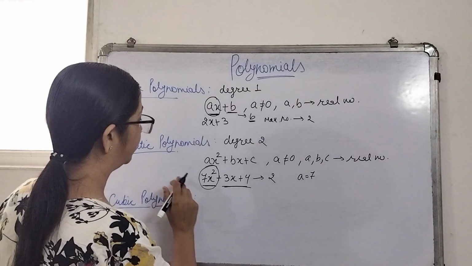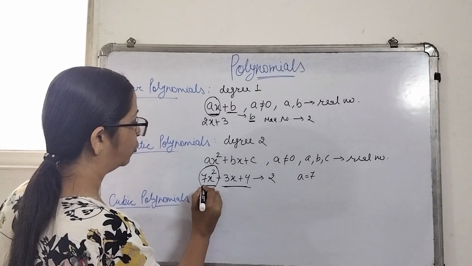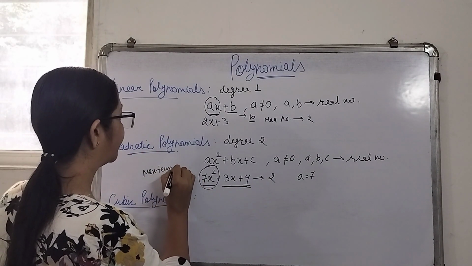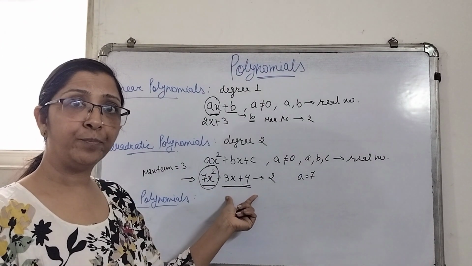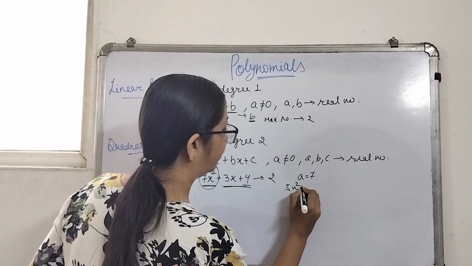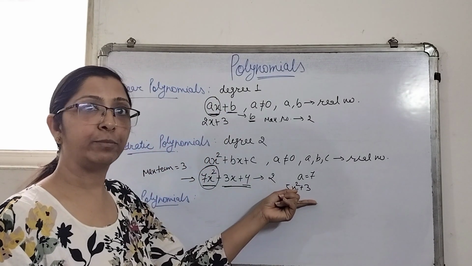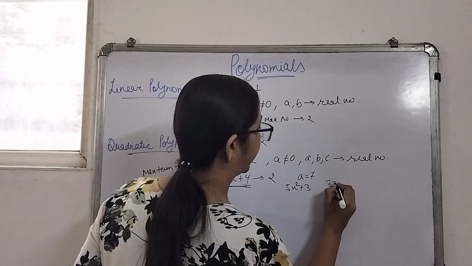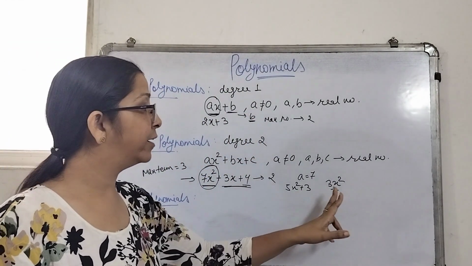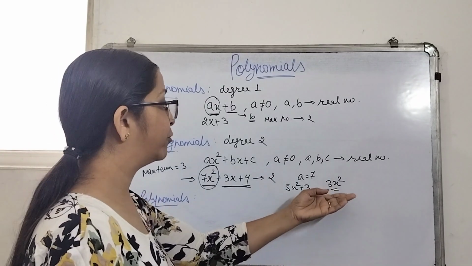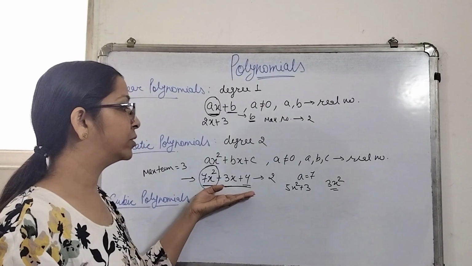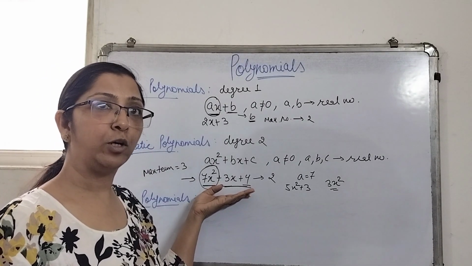And the maximum number of terms for a quadratic polynomial is 3. 1, 2, 3. Maximum number of terms is 3. It could be 2 also. It could be 1 also. If we look, 5x square plus 3 is also a quadratic polynomial. Similarly, 3x square is also a quadratic polynomial. Here the number of terms is 2. Here the number of terms is 1. So minimum it will be 1, but maximum it could be 3. Not more than 3 terms is possible for a quadratic polynomial.